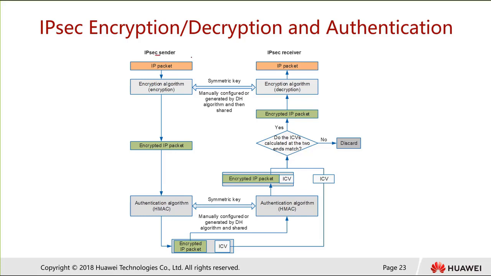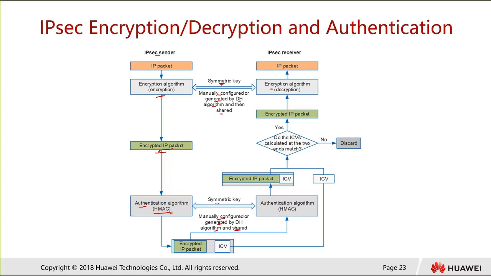Here we start from the IPsec sender. It goes through the encryption algorithm, and here they actually use a symmetric key: the same key for encrypt, and also the same key for decrypt. It can be manually configured or generated by the DH algorithm and then shared with each other. So they will encrypt the IP packet, and then they will also run the authentication algorithm, using HMAC, for example. It can also be manually configured or maybe generated by the DH algorithm and shared with each other.